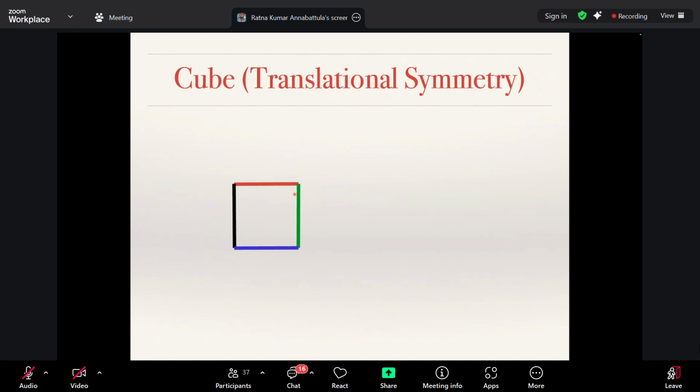Similarly, translational symmetry. That means if you imagine there is a unit cell here, there is another unit cell here, there is another unit cell here. If you move the unit cell, if you translate it by the same amount, you will not generate new lattice points. Already existing lattice points it will occupy if I translate it. Isn't it? And in the y direction also. That is why a cube also has a translational symmetry.